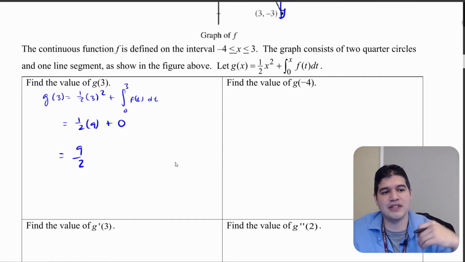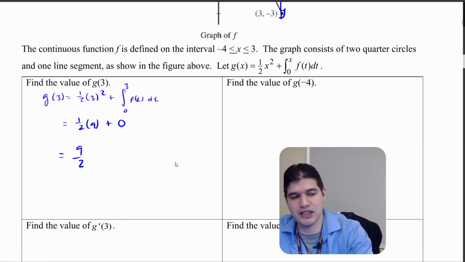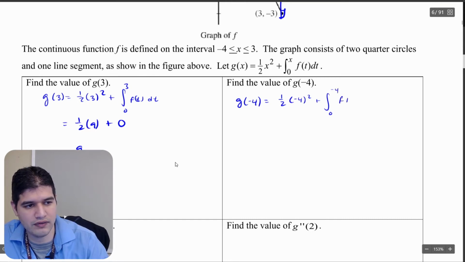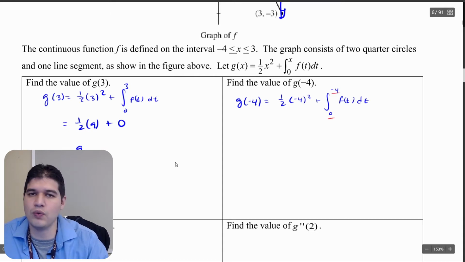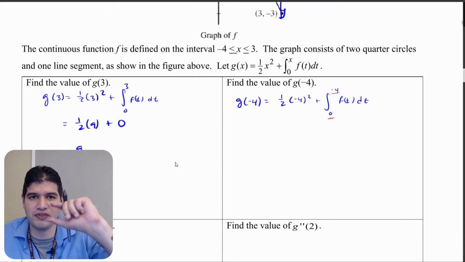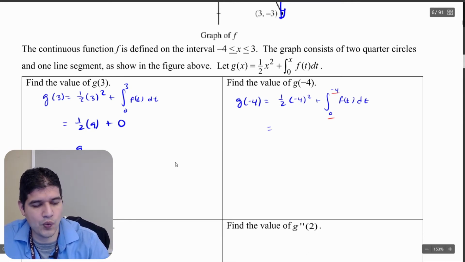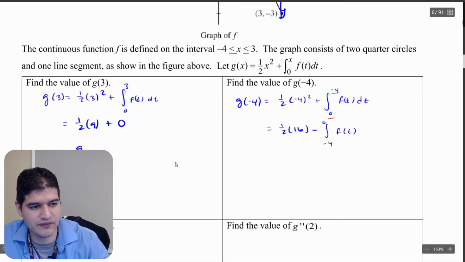So let's see what happens when I want to find the value of g of -4. I'm going to do the same thing and start by substituting in the -4. So 1/2 times -4 squared plus the integral from 0 to -4 of f of t dt. This happened in the previous video: I don't want to go from 0 to -4 because that's backwards. So I'm going to flip my integral and make this negative. So this is equal to 1/2 times 16 minus the integral from -4 to 0 of f of t dt.